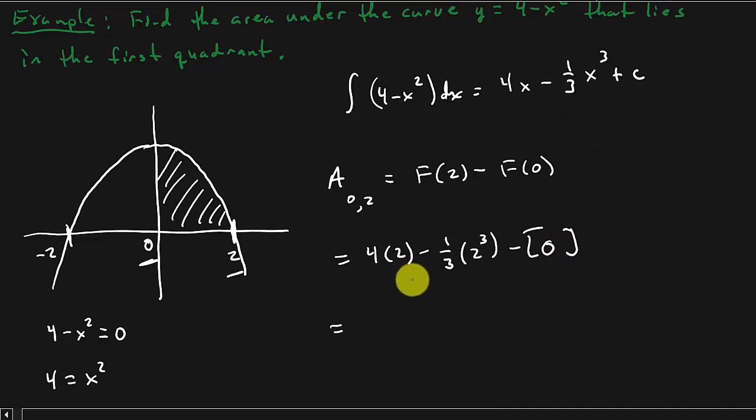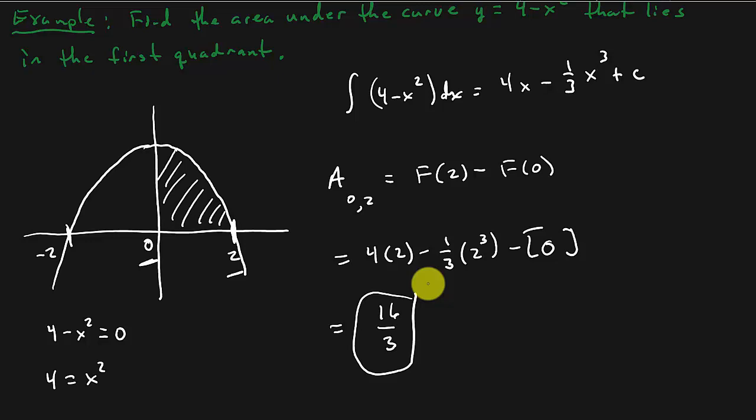And so this is going to be 8 minus, what is that? 8 over 3, which is going to be 16 over 3. And so that would be your area under the curve. All right, and that is all of this video. That's it. I hope you enjoyed it.